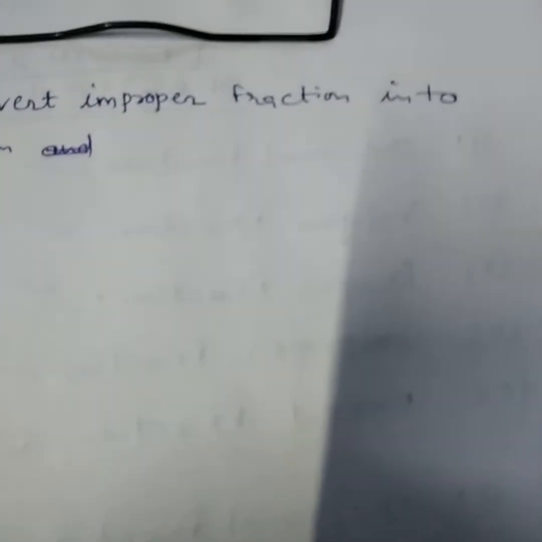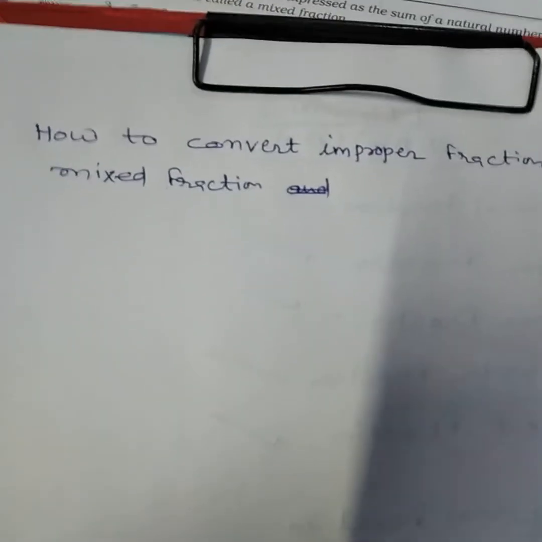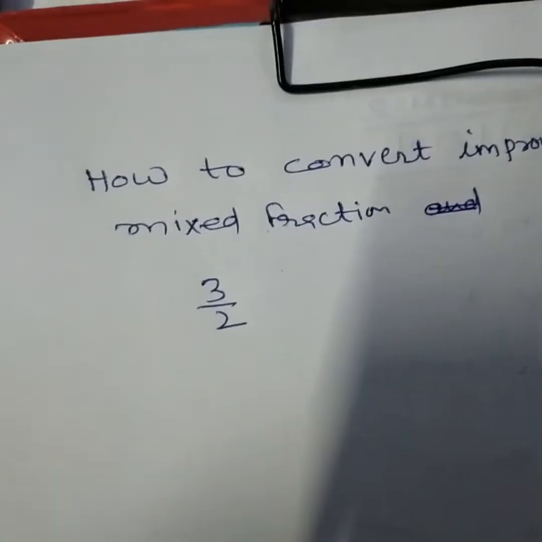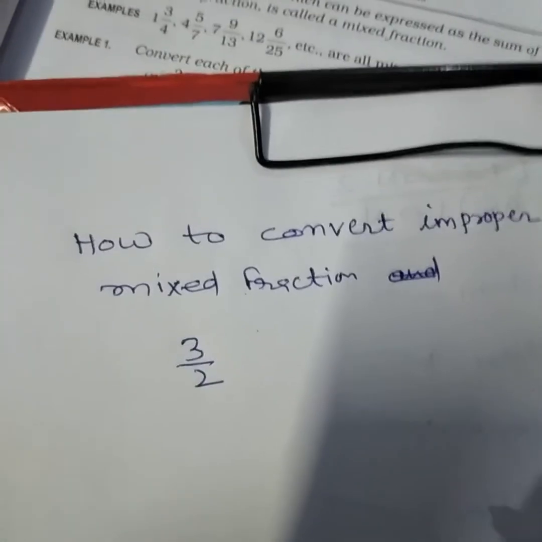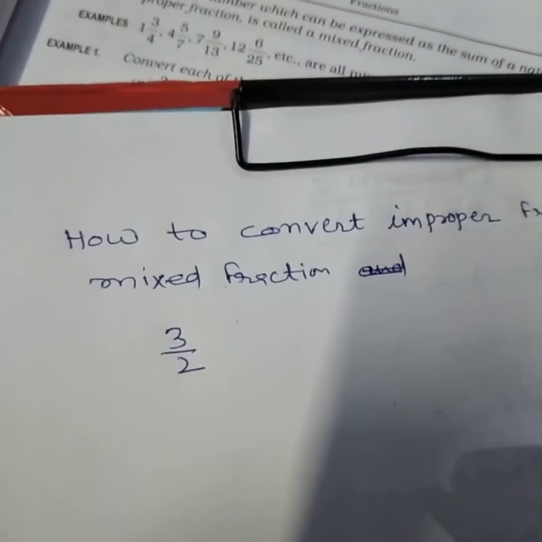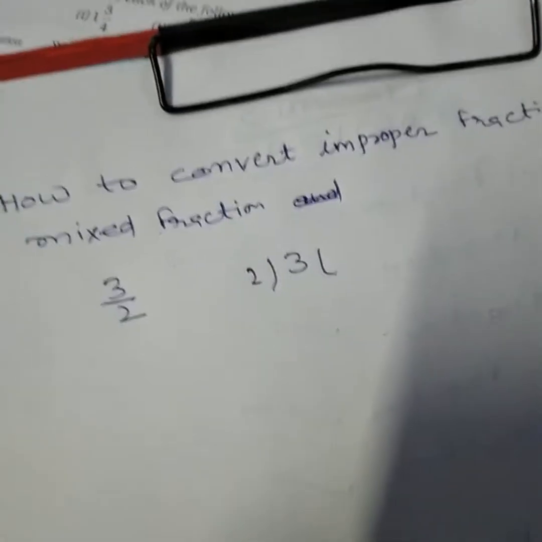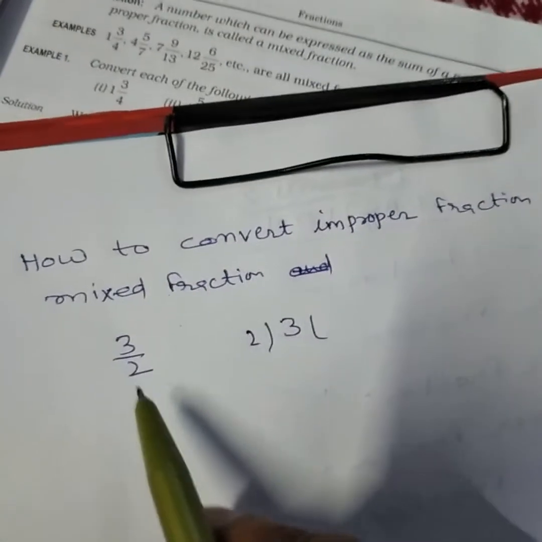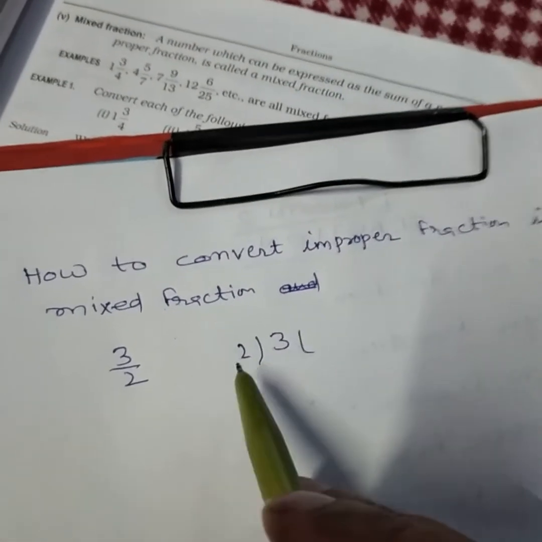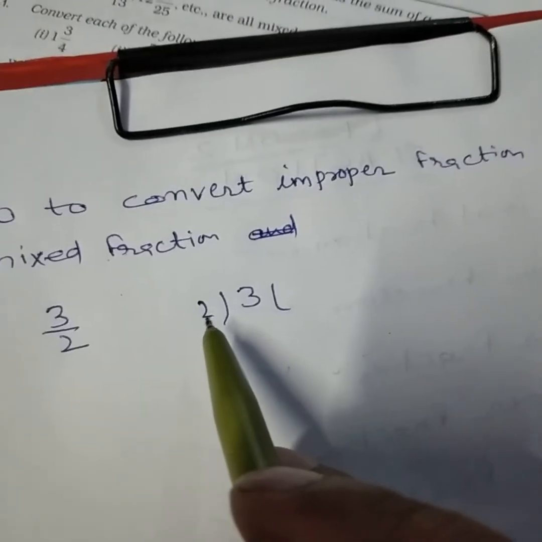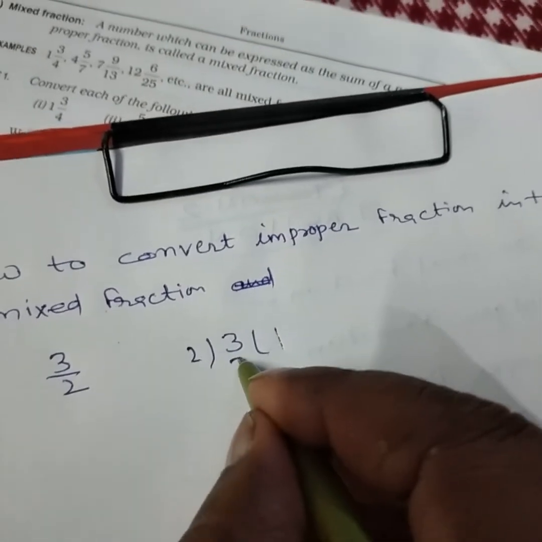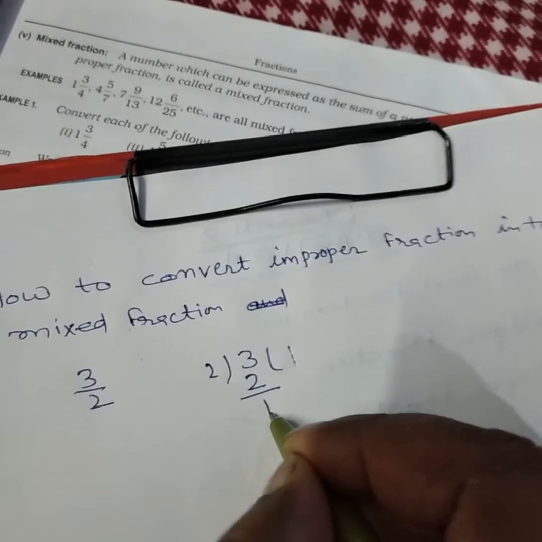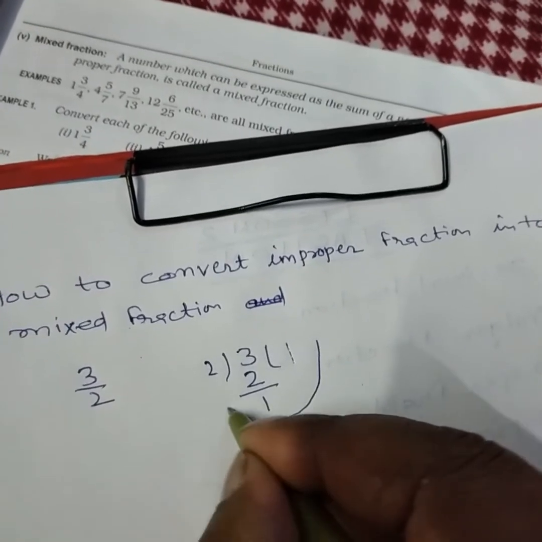Now we will discuss how to convert an improper fraction into a mixed fraction. 3 upon 2 is an improper fraction, and now I am going to convert it into a mixed fraction. See, 3 upon 2 means 3 divided by 2. I am reading the table of 2: 2 ones are 2, and the remainder is 1.